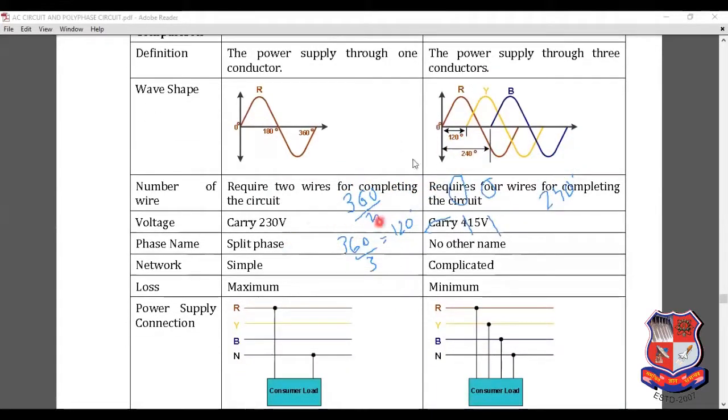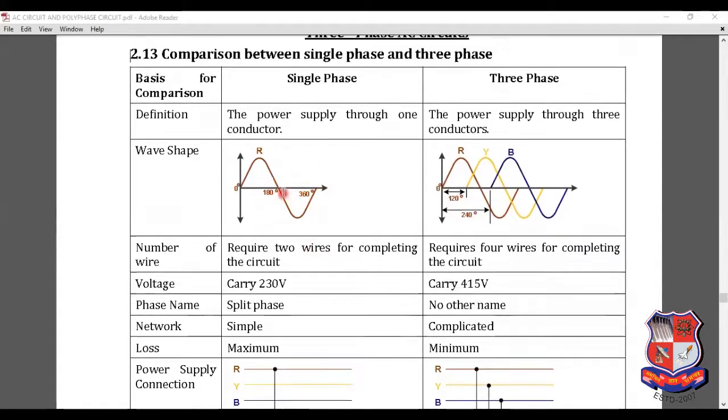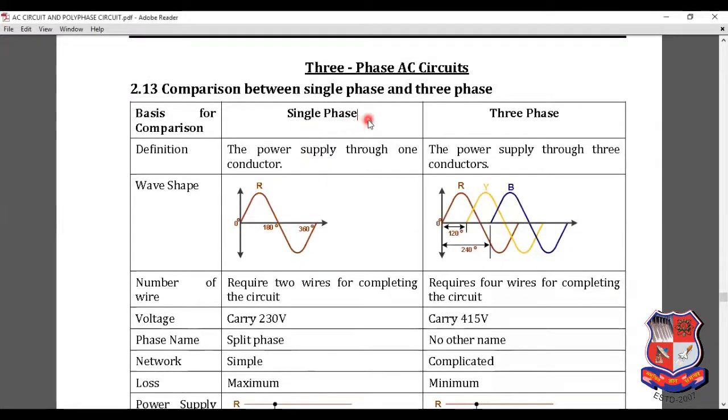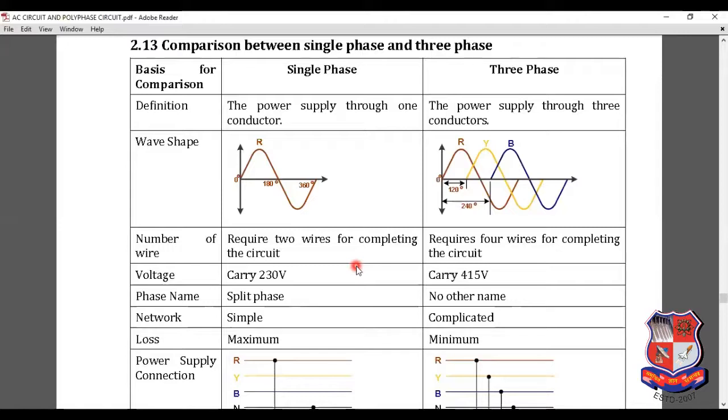Now third point. Third point is regarding the number of wires. Now as we can see over here, to complete the cycle, in case of single phase, we require two wires. One is for the phase wire and second is for the neutral wire. The electrical connection which is available at our home is nothing but the single phase circuit. The energy meter available at our home is nothing but the single phase AC circuit.